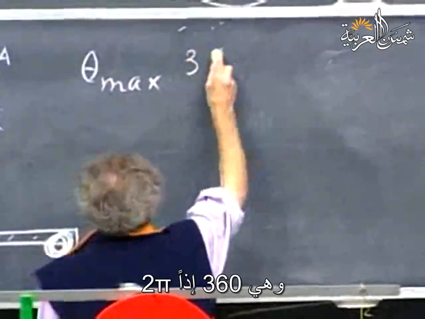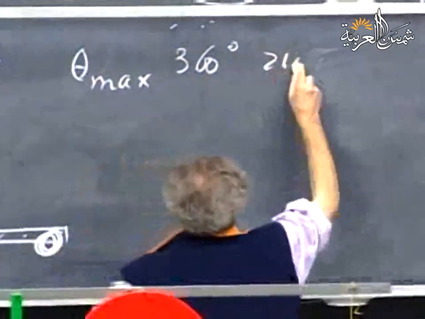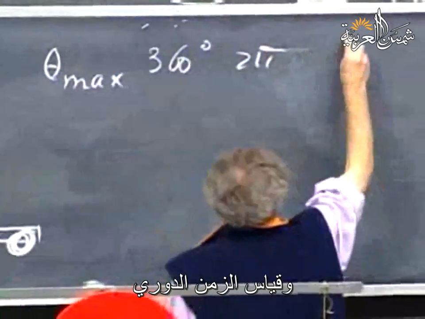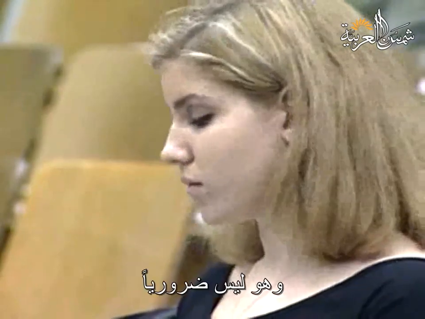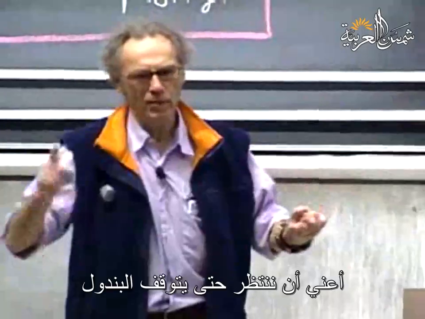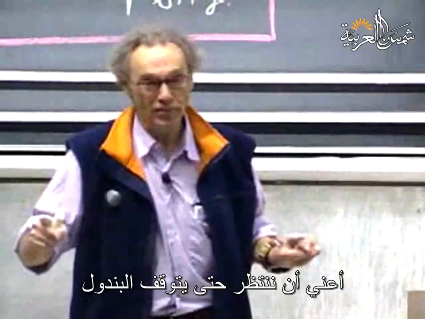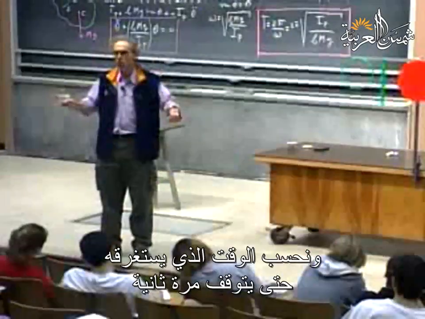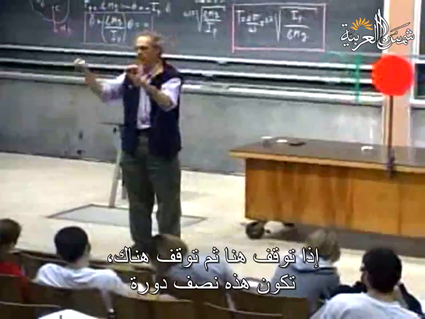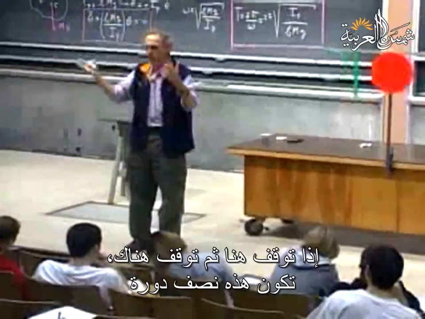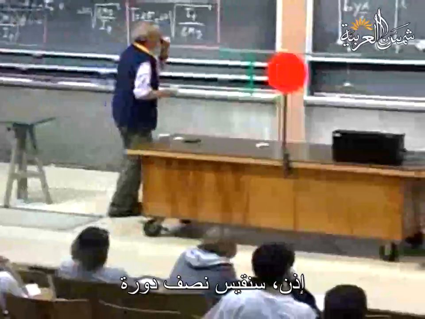360 degrees, so 2 pi, and measure the period. In fact, to measure the period takes a minute, and it's not necessary. We can measure half a period. Namely, we wait until the pendulum stops, and we measure the time until it stops again. That's half a period. Like with a spring. If it stops here, and it stops there, that's half a period. So we'll measure half a period.